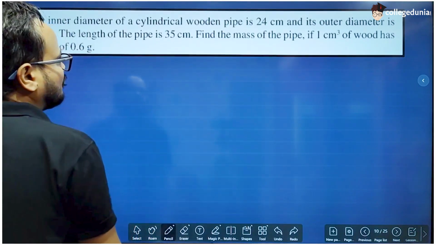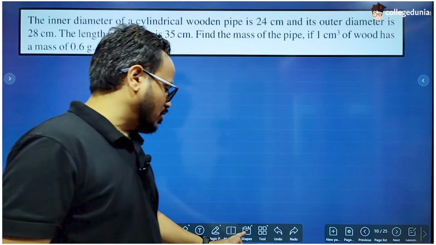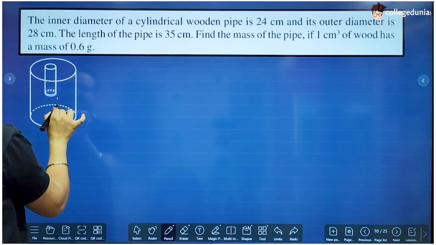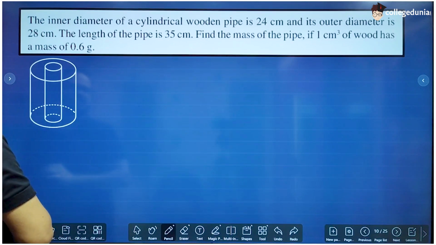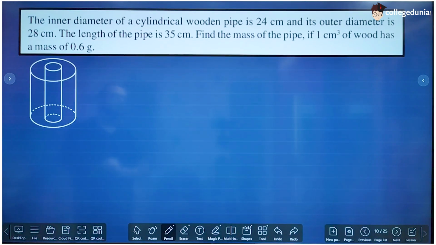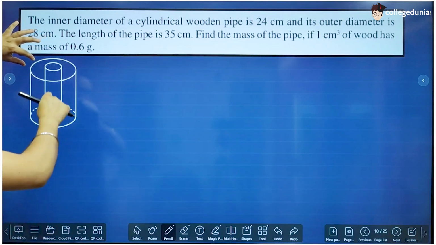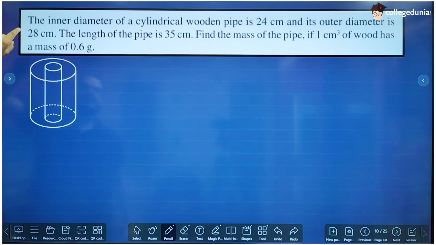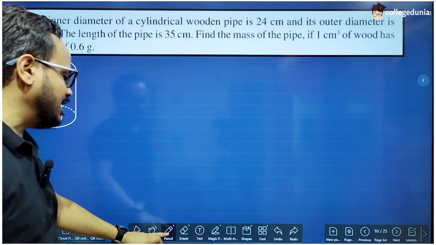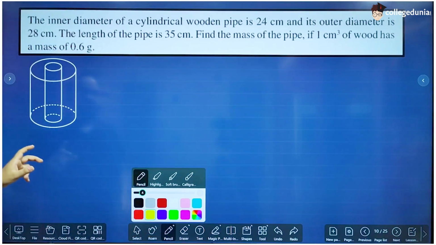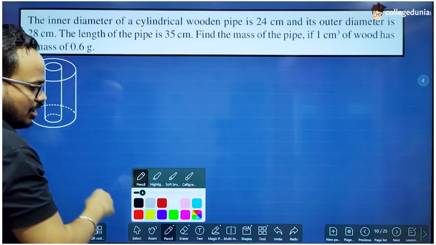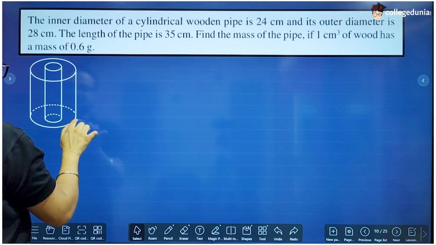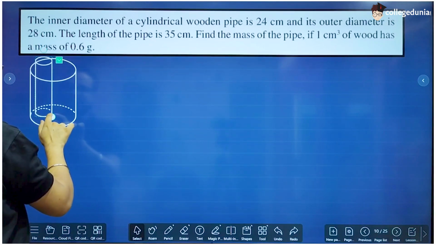Okay, the inner diameter of a cylindrical wooden pipe. Now this is a question based on hollow cylinder. This is a cylinder and inside this there is another cylinder which is hollow, right? So there can be air in this region or there can be some other thing in this region. The inner diameter of a cylindrical wooden pipe is 24. So this is a pipe. Pipe means there is air or any other material inside, because pipe can be used to transport water.